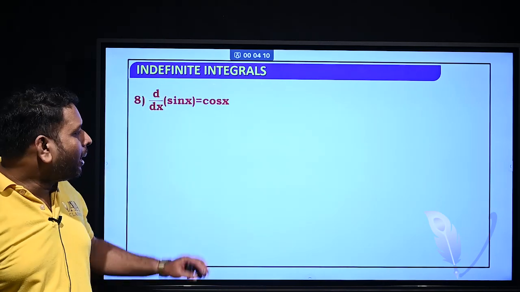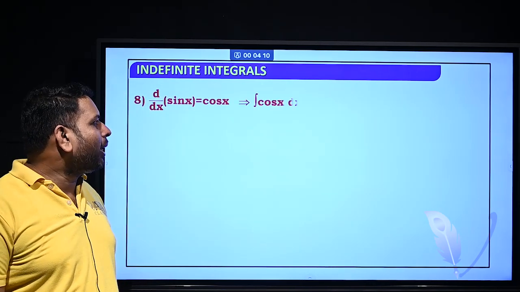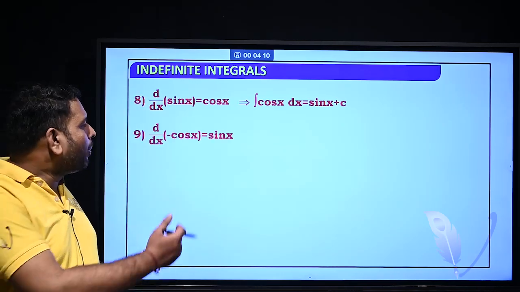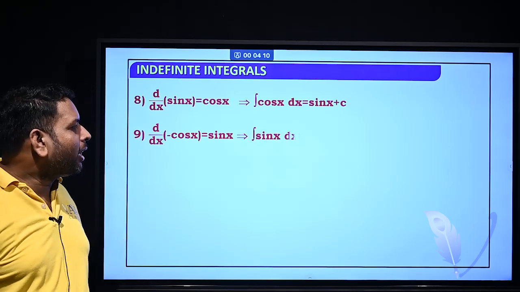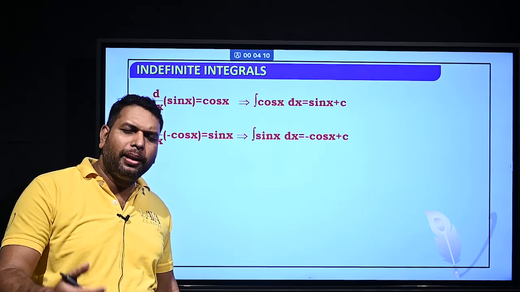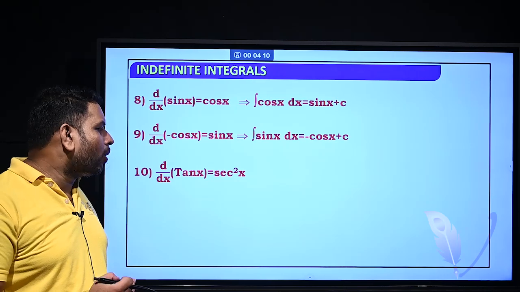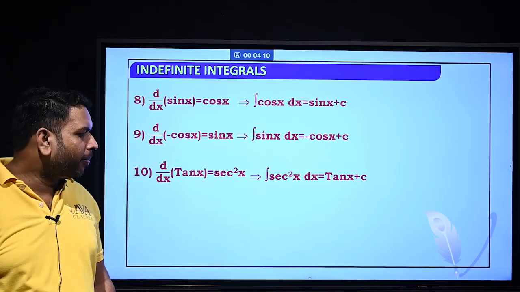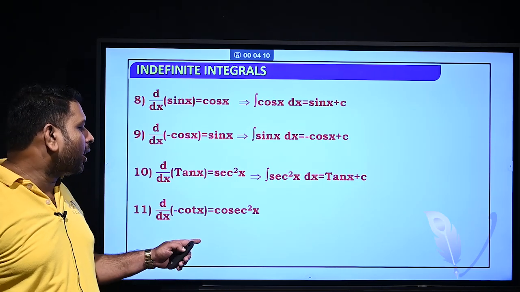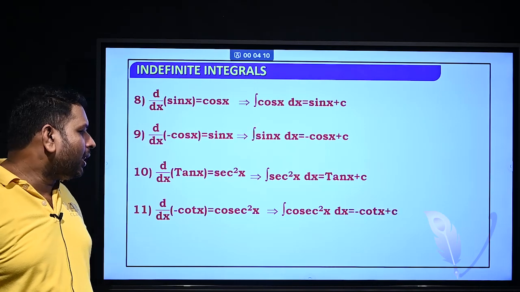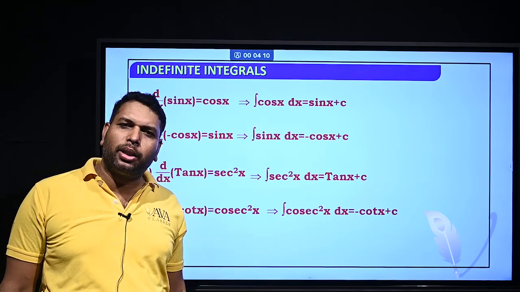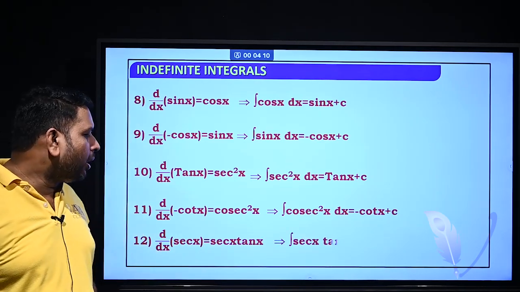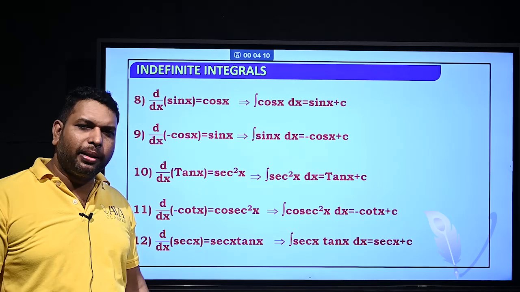Derivative of sin x is cos x, which implies integration of cos x dx equals sin x plus c. Derivative of minus cos x is sin x, so integration of sin x dx equals minus cos x plus c. Derivative of tan x equals sec square x, implies integration of sec square x dx equals tan x plus c. Derivative of minus cot x is cosec square x, so integration of cosec square x dx is minus cot x plus c. Derivative of sec x is sec x tan x, so integration of sec x tan x equals sec x plus c.